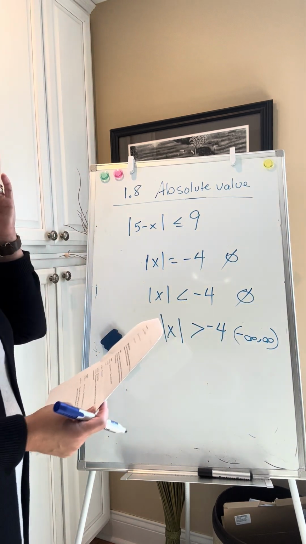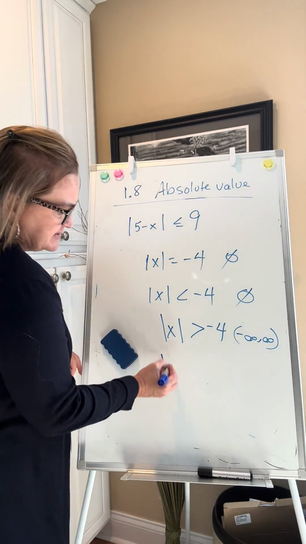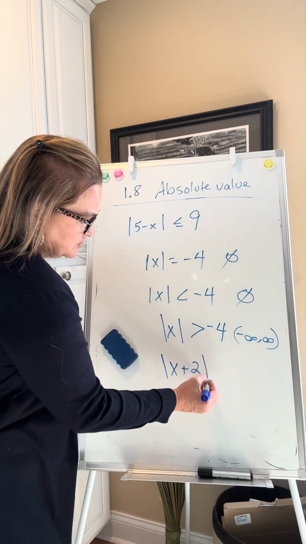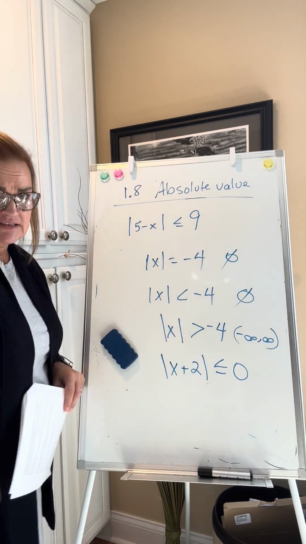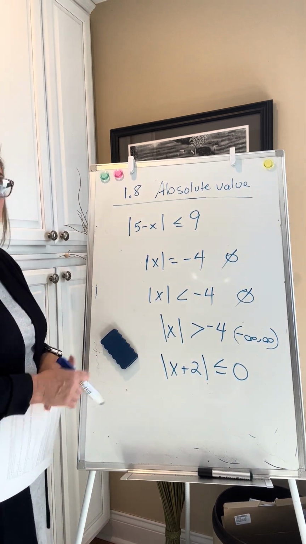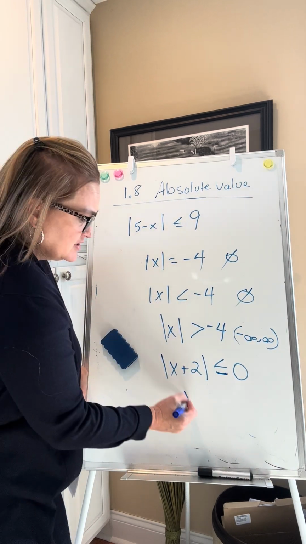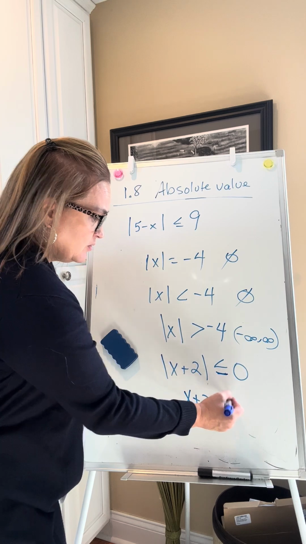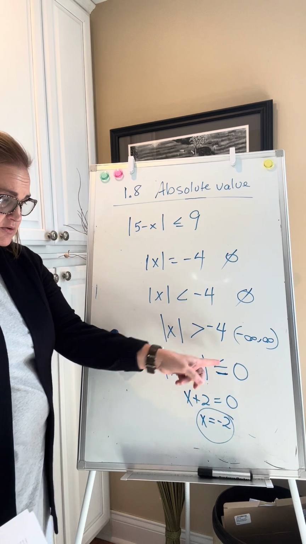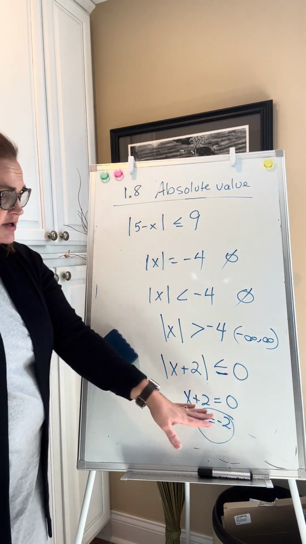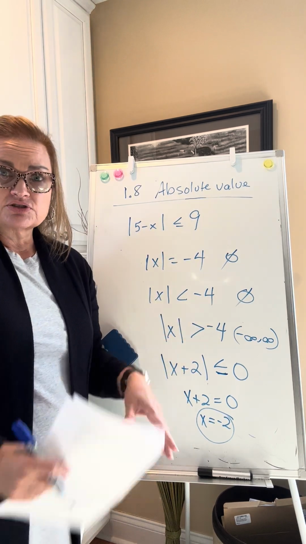The special case with 0 is, can absolute value equal 0? If it says what makes the absolute value of x plus 2 less than or equal to 0? Well, it can't be less than 0, so that part's not happening, but it can be equal to 0. Absolute value can equal 0. So the one and only answer would be what makes the expression equal 0. Even though it's an inequality, we can't do the less than part, but we can do the equal to part, at negative 2. That's the one and only answer to that part.